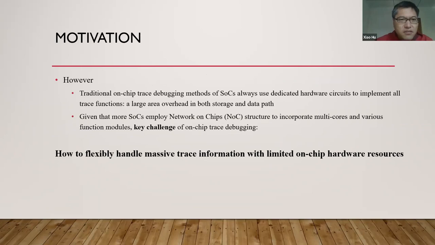The motivation is that the traditional on-chip trace debugging method of SoCs always uses dedicated hardware circuits to implement all trace functions. It incurs a large area overhead in both storage and data paths. The key challenge of on-chip trace debugging is how to flexibly handle massive trace information with limited on-chip hardware resources.